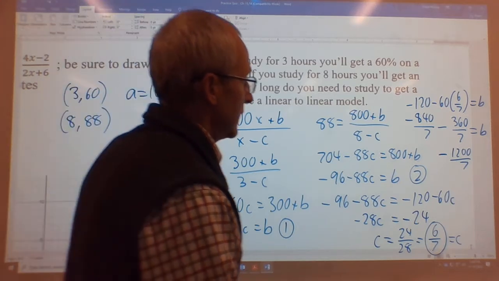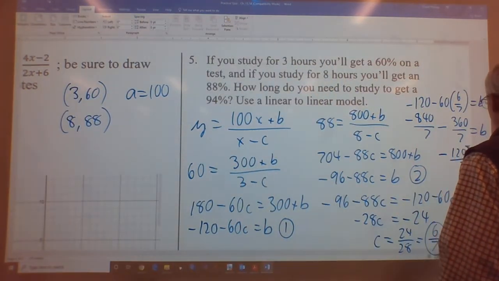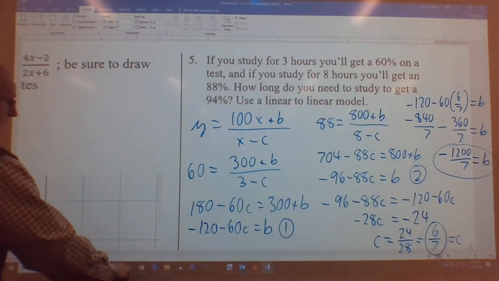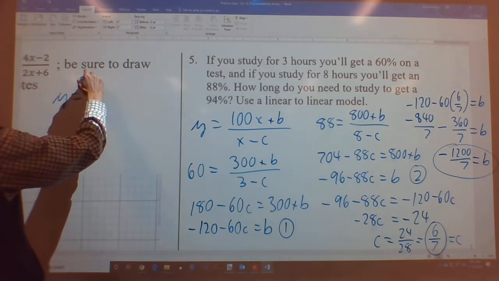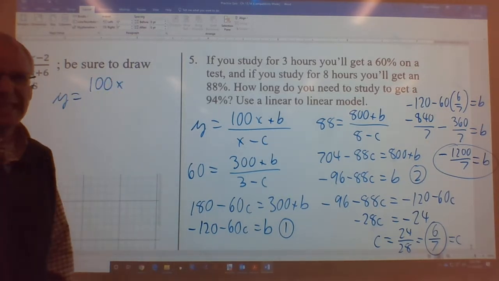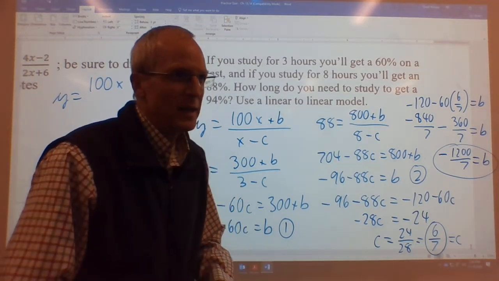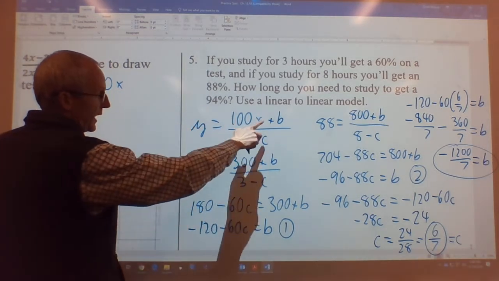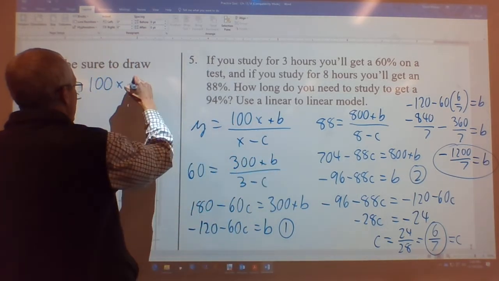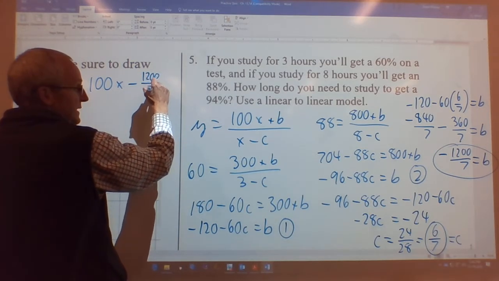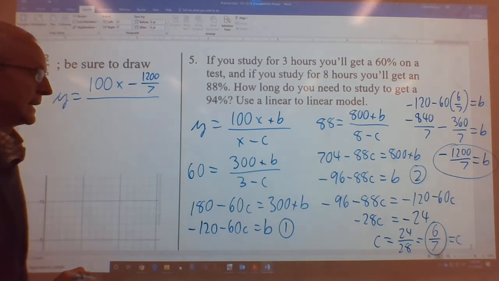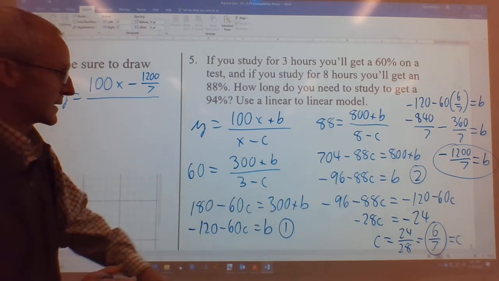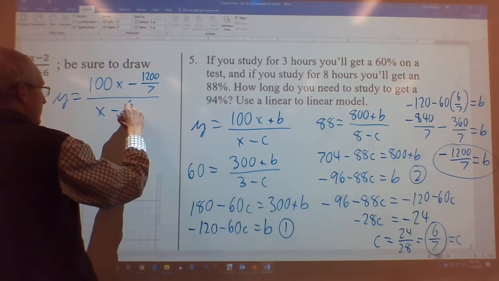Okay, so I get b is negative 1200 over 7. So finally, my equation is y is equal to 100x, and really the x here is t. I should probably use a t because it's time, but it doesn't matter. We know what we're doing, but t would make sense. But I already started with an x, so whatever. Plus b. b is that horrible thing, so minus 1200 over 7, divided by x, and then c is 6/7. So x minus 6/7.